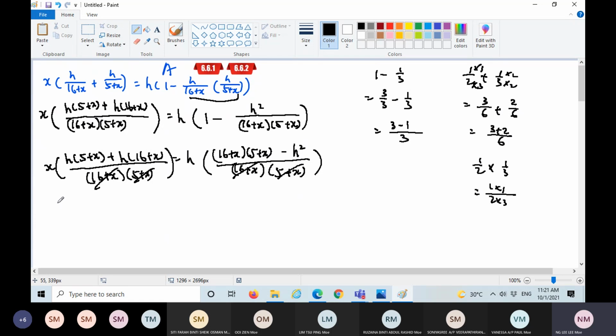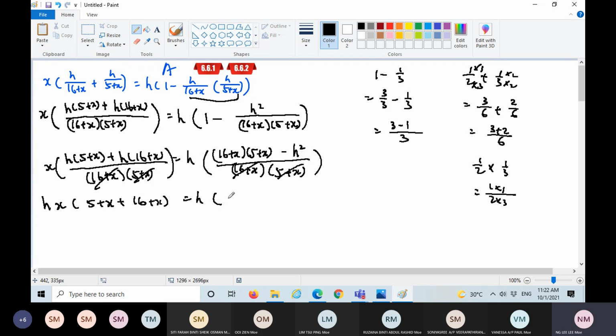But I'm still not ready to see it. I can see a little bit. Actually, the h here, you can factor out. So h times, the balance inside is 5 plus x plus 16 plus x. If your algebra is not good, you will tend to go for expansion, and then your steps will be very long.